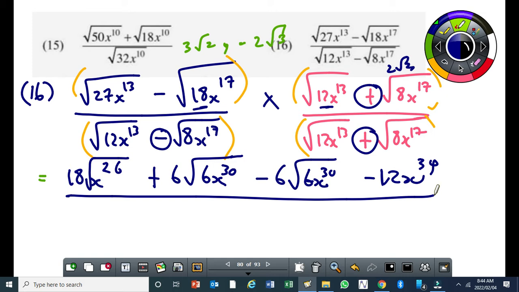Right? Then the denominator, the square root of 12x cubed times the square root of 12x cubed. Well, that one is very straightforward, right? That will give us 12, right? Then you end up having inside the square root, since we have got x to the power of 13 and x to the power of 13, both are inside the square root, so we'll get x to the power of 13. So that's straightforward.